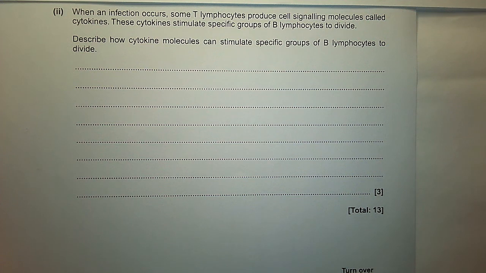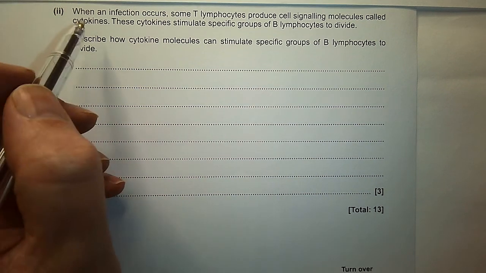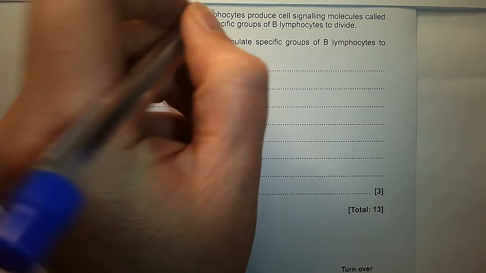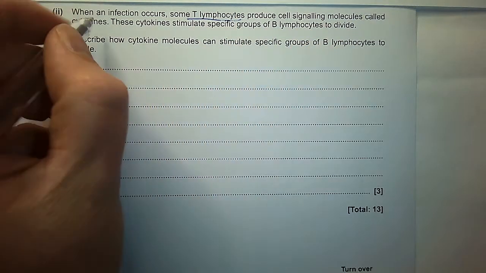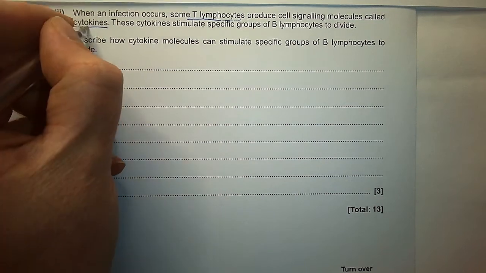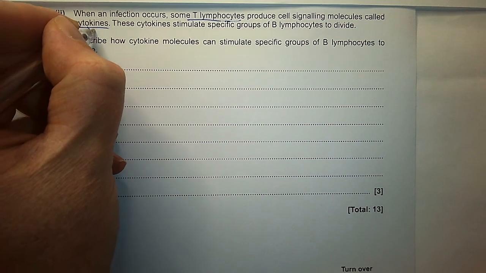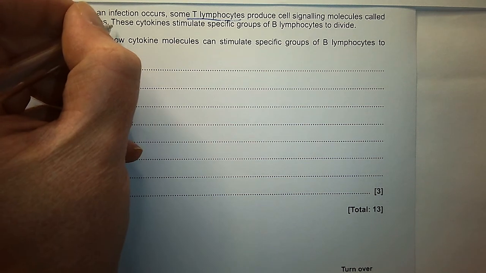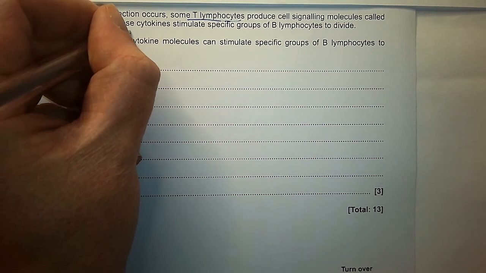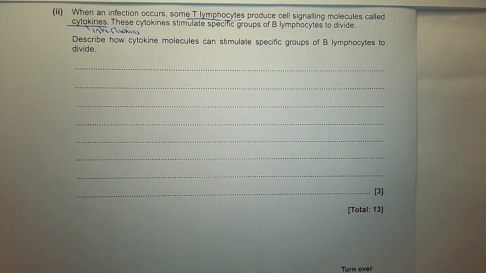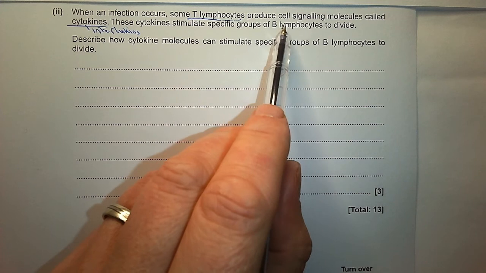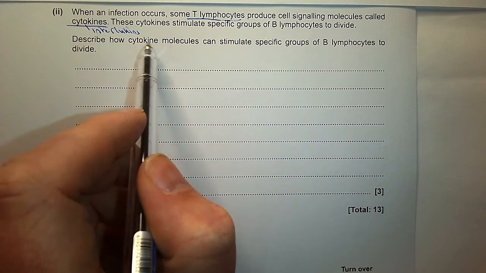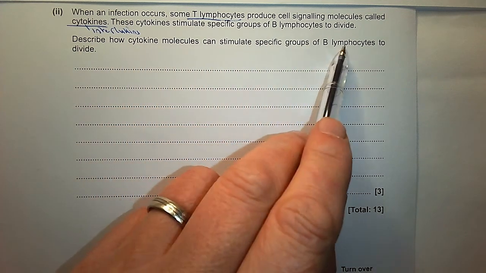This is an exam question about cell signaling and white blood cells. It says when an infection occurs, some T lymphocytes produce cell signaling molecules called cytokines. So cytokines are a group of chemicals that we call interleukins. These cytokines stimulate specific groups of B lymphocytes to divide. Describe how cytokine molecules can stimulate specific groups of B lymphocytes to divide.